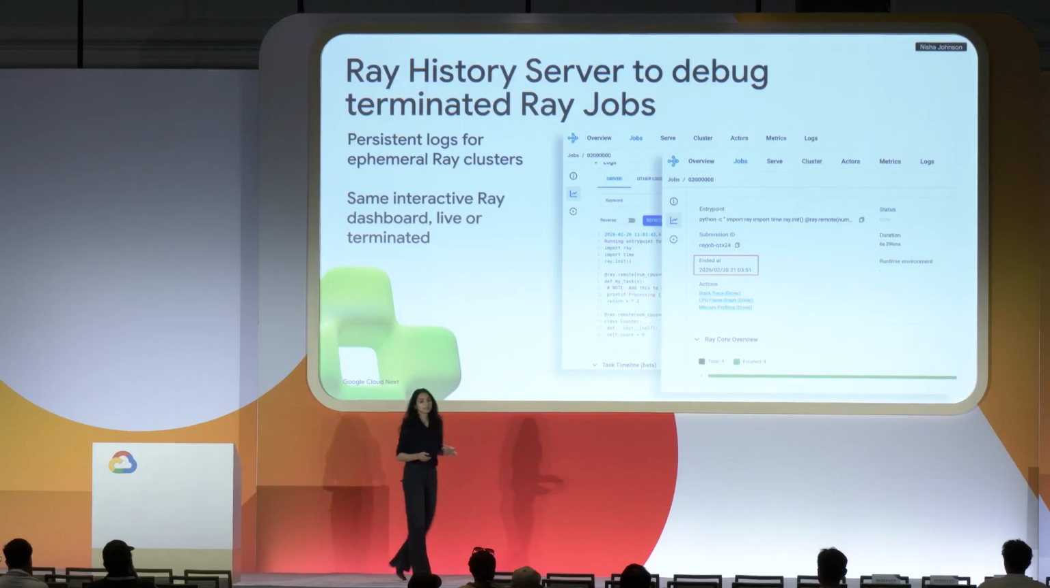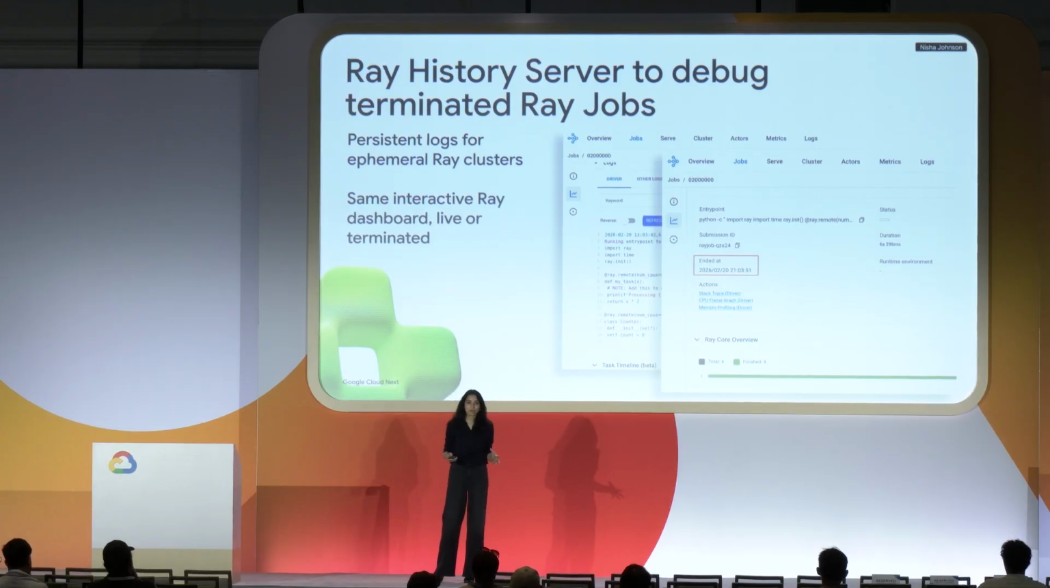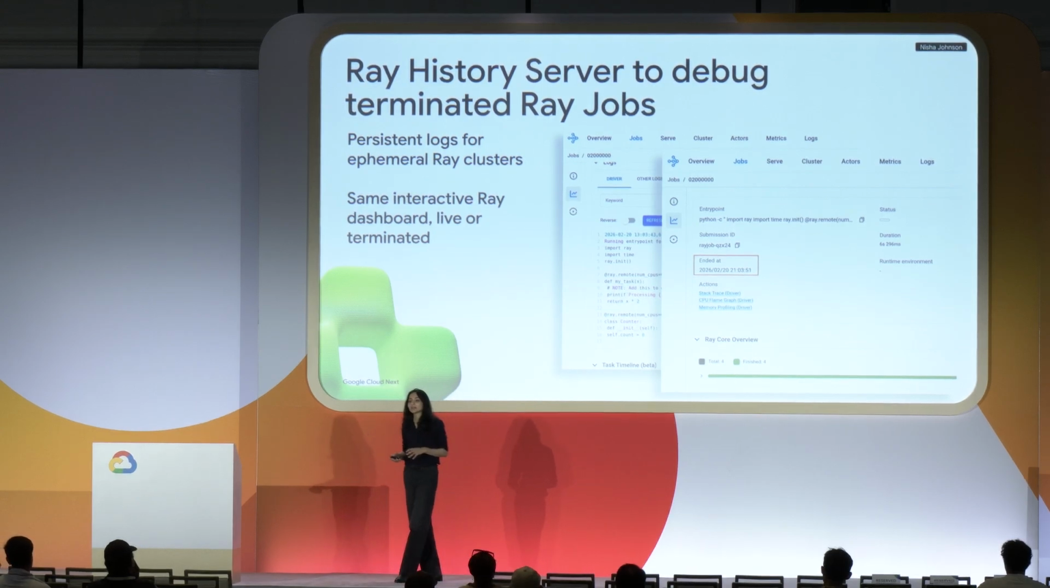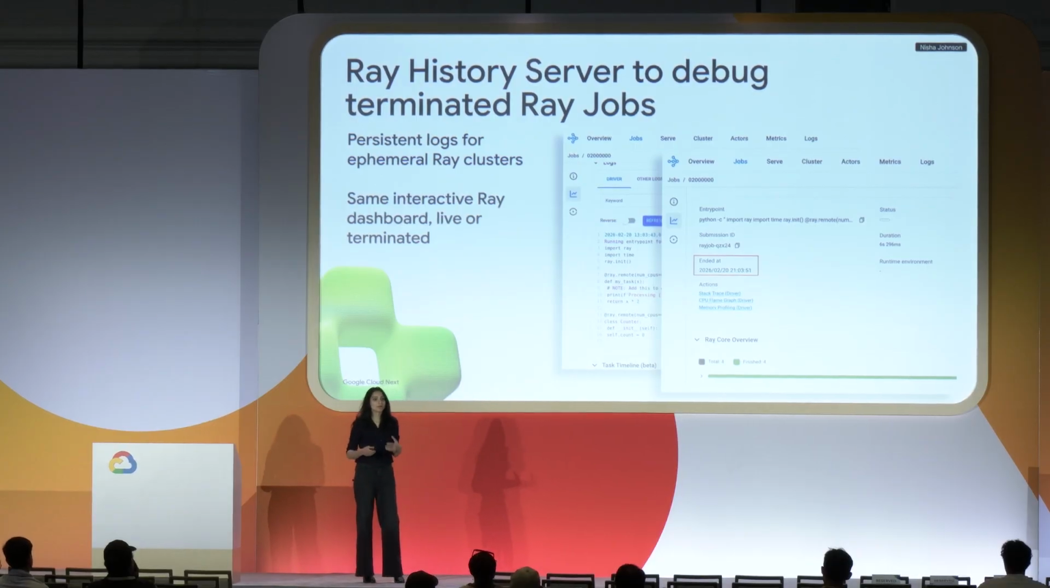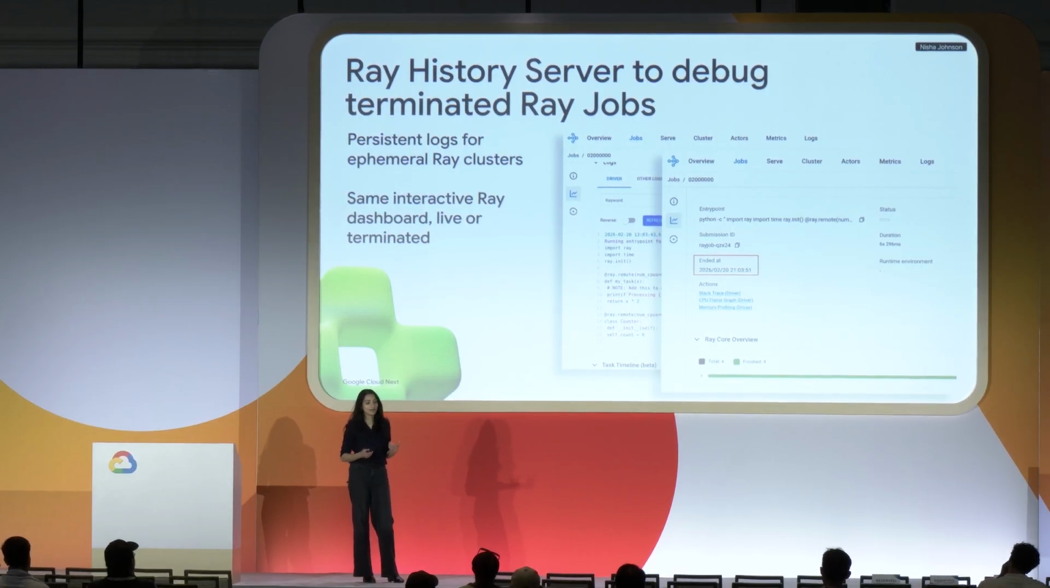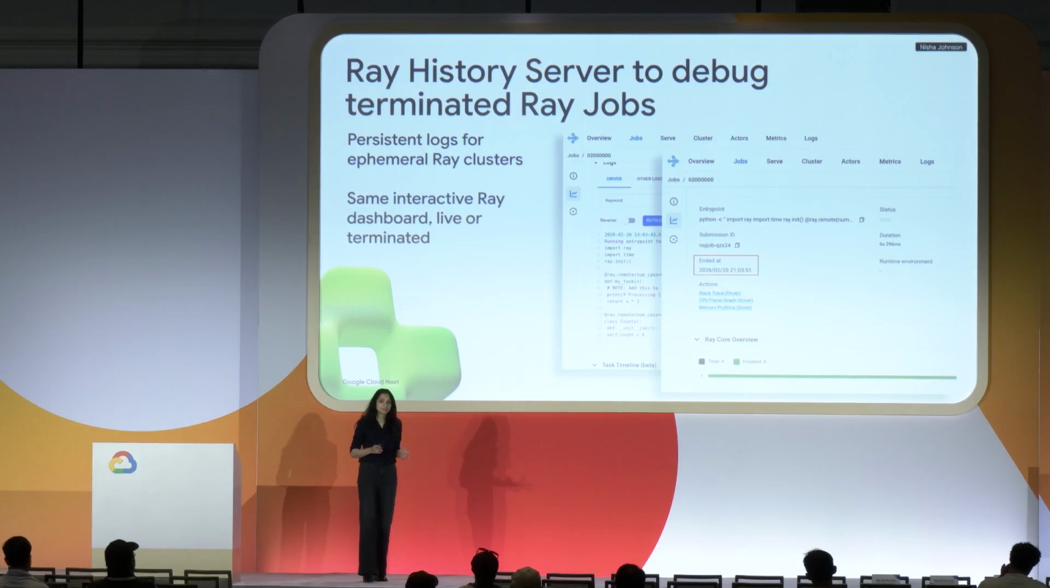So it's very typical when you're running large jobs to run them on ephemeral clusters, temporary clusters that get shut down either at the end of the job or because they fail. But one issue with that is that you lose the logs and the metrics that were part of the job when it terminates. And if it's a job that crashed, there's no way for you to go back and debug it. And teams solve this in a couple of different ways.